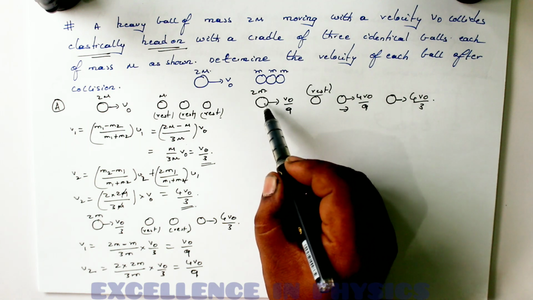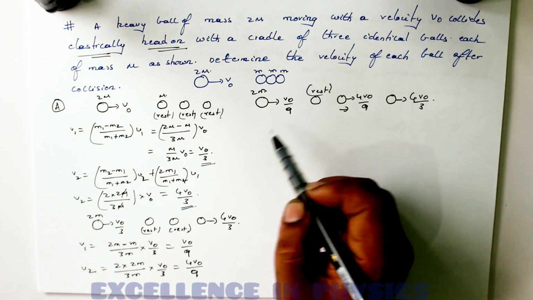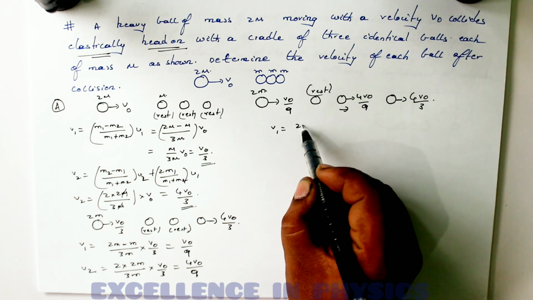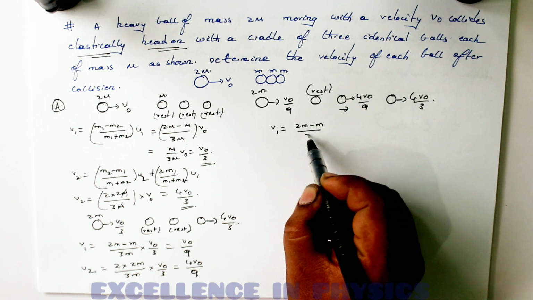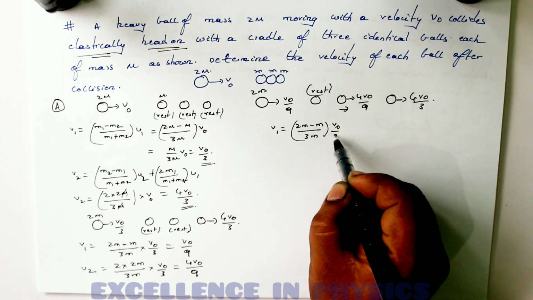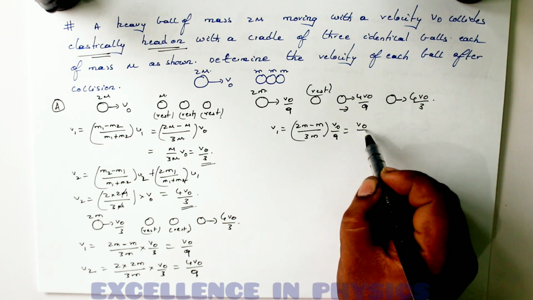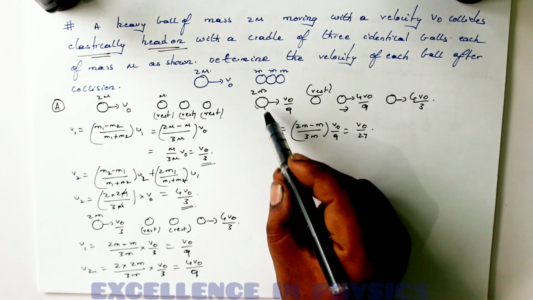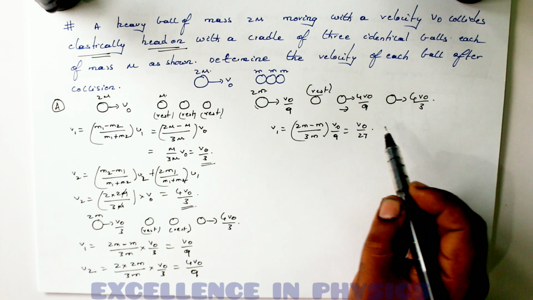Now the first target ball, again it has come into rest position. So again this 2m will come and collide with this first ball. Therefore again I can calculate v1 is equal to (m1 minus m2) divided by (m1 plus m2) into u1. So that is V naught divided by 9, so V naught divided by 27. So after collision, the velocity of this ball will become V naught by 27.